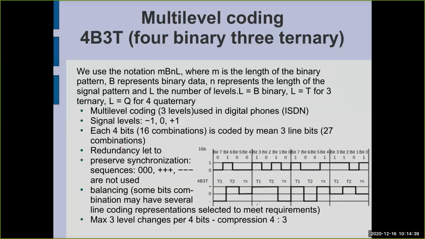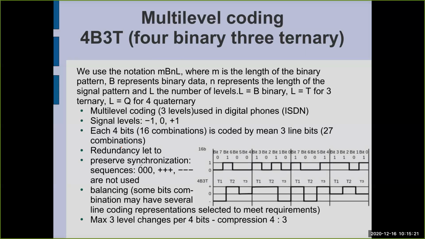Okay, so now we start talking about more complex channel coding methods, which were commonly used. The first of them is multi-level coding. It is denoted as 4B 3T, so 4 binary 3 ternary. But in general, this method may be extended to different levels. So how does it work?